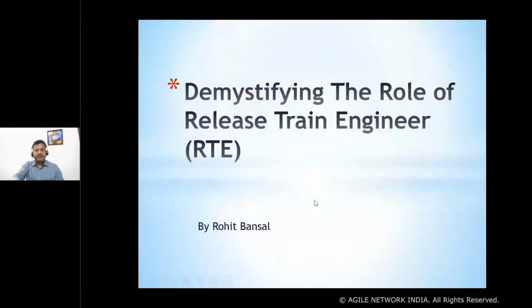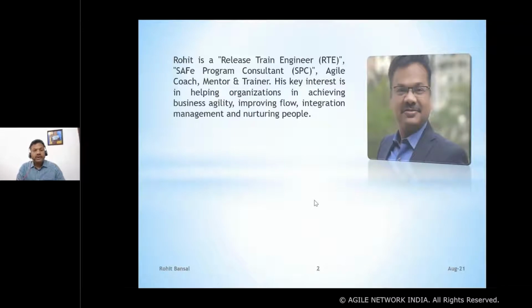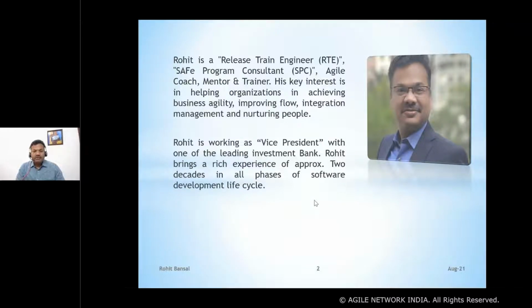Before I start, quickly my introduction. I'm a release train engineer, SAFe program consultant, agile coach, mentor, and trainer. My key interest is helping organizations in achieving business agility, improving flow, integration management, and nurturing people. I'm working as a vice president with one of the leading investment banks, and I bring a rich experience of 2 decades in all phases of STLC. For the last few years, I'm engaged in agile transformation for the investment bank.